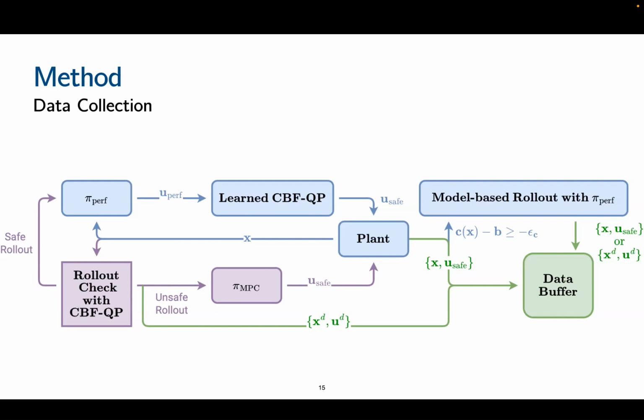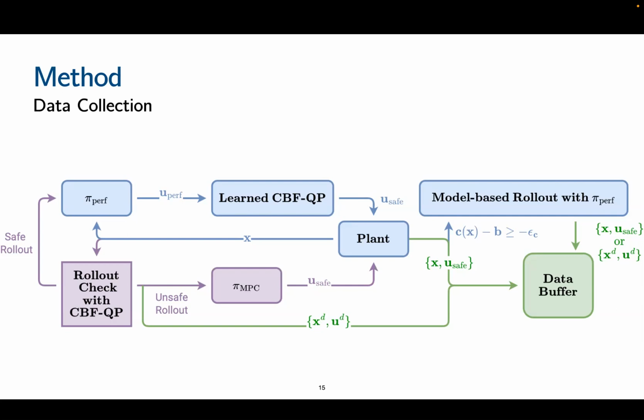Note that unless we have a control barrier function that is fully trained, there is no guarantee that the learned CBF corresponds to a safe set. To deal with this issue, the controller performs a rollout using the CBF QP controller every couple steps. If the rollout generates unsafe data, the data is recorded and a model predictive controller is invoked to generate safe control actions.